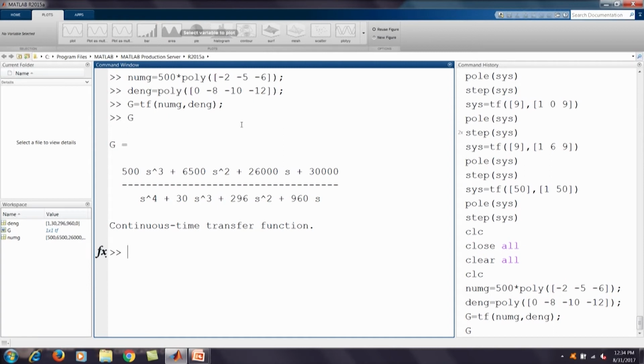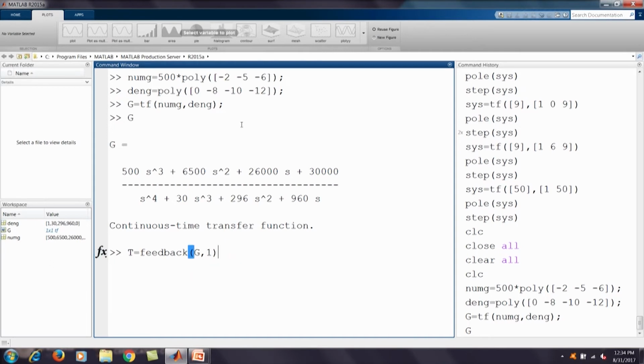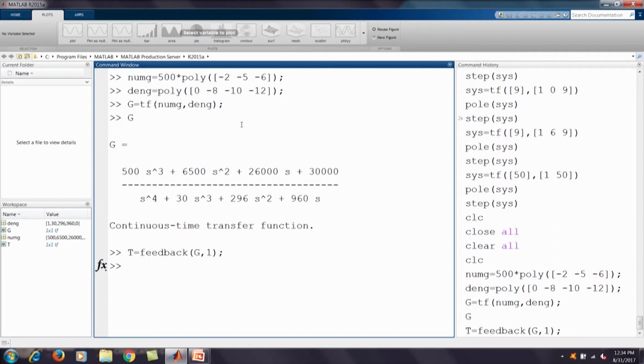Now we have to find the equivalent transfer function, that is T, with unity feedback. So T equal to feedback of G comma 1, so unity feedback, and we have got this transfer function. Now for the step input we want to calculate Kp.